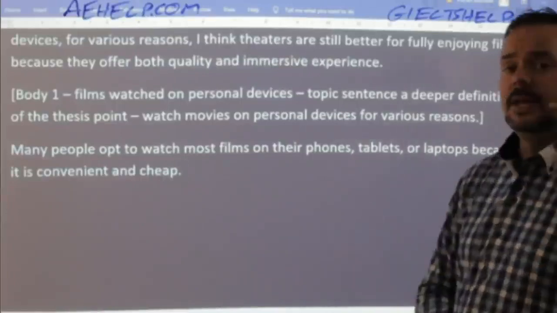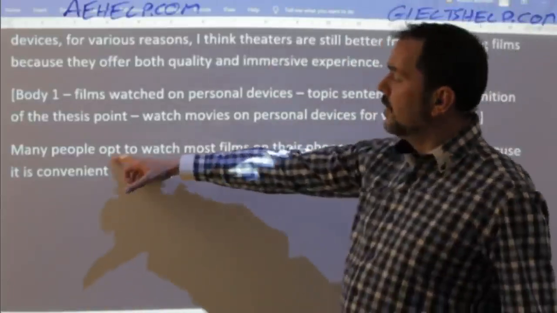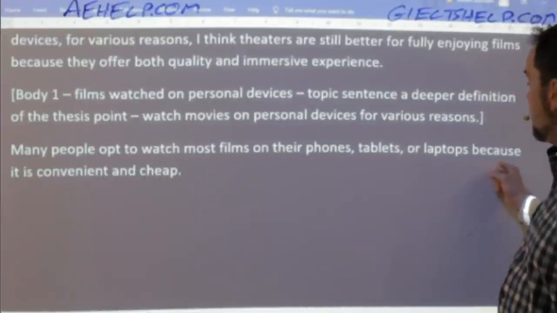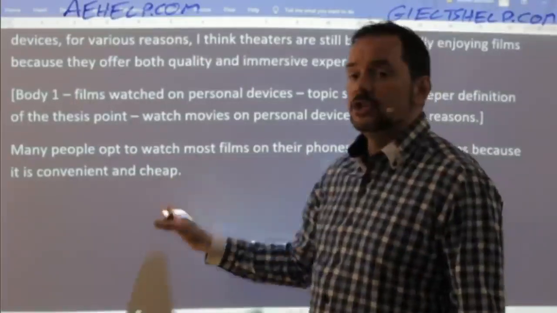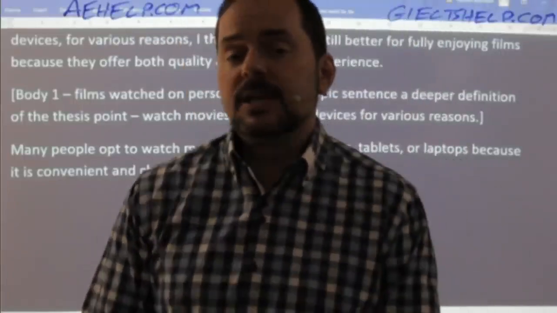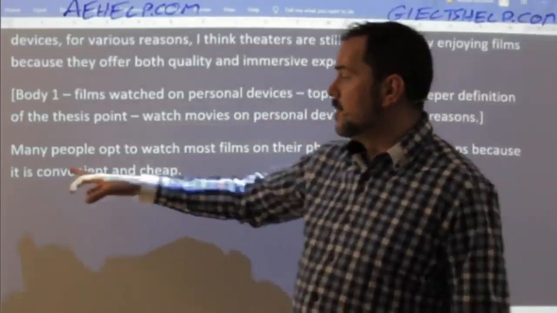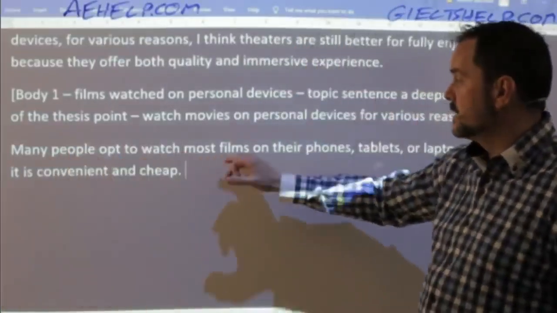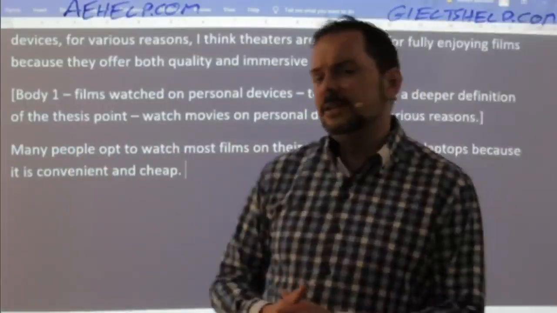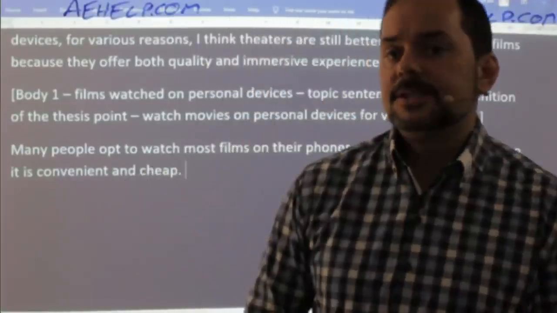I'm not overcomplicating it, all right? Keeping it fairly straightforward. Many people opt, which means choose, to watch most films on their phones, tablets, or laptops because it is convenient and cheap. I know I do, okay? So I'm just taking from my own life, right? Everybody agrees with this sentence. It's not overly complex. 19 words, I believe, if I counted right. Okay. All right. Honey says, yeah, that makes sense.